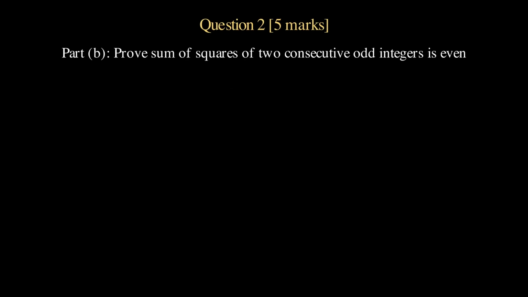Part B. Prove that the sum of the squares of any two consecutive odd integers is even. Method 1. Let the odd integers be 2n-1 and 2n+1. 8n squared plus 2 factors to 2 times (4n squared plus 1), which is clearly divisible by 2. Hence the sum is even.